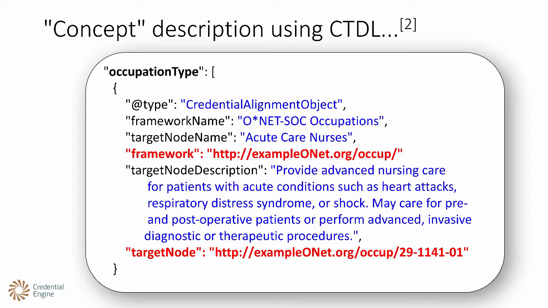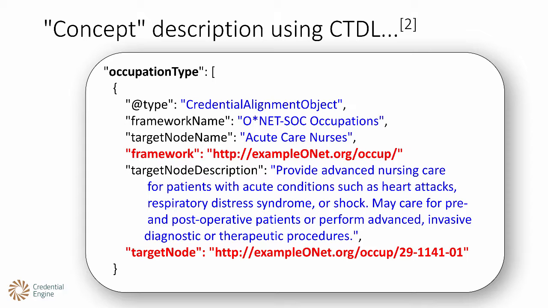What that means is that someone looking at this RDF encoded description of the ONET occupations would be able to pull up the URI for acute care nurses, the node at the bottom here, and query an RDF aware system, a linked data system in essence, and say, show me credentials that have been mapped to this node.